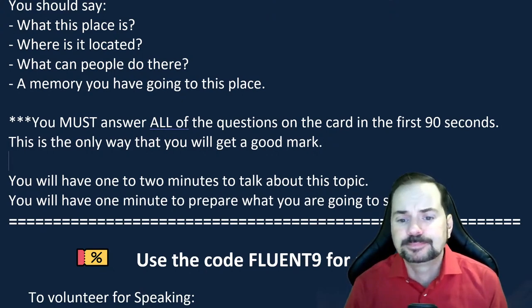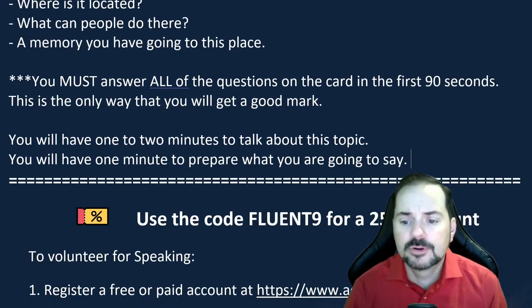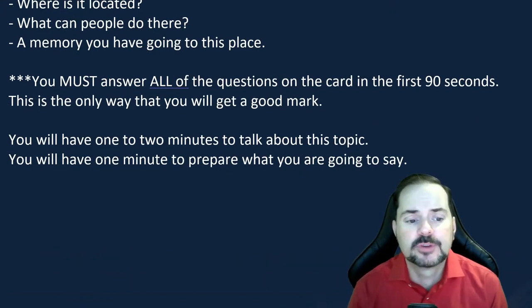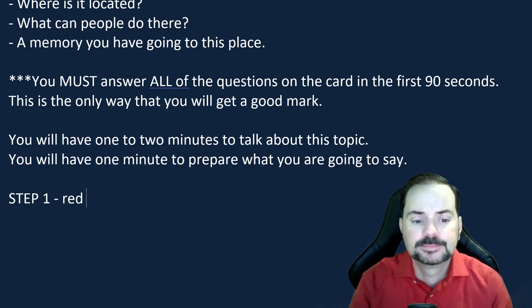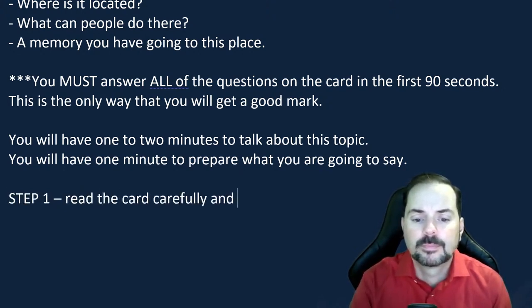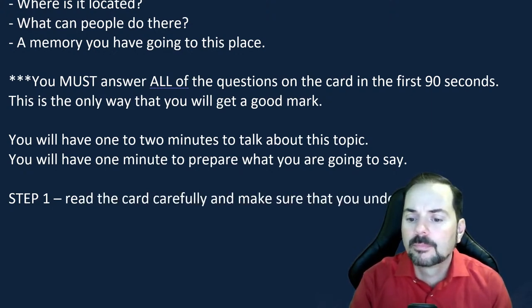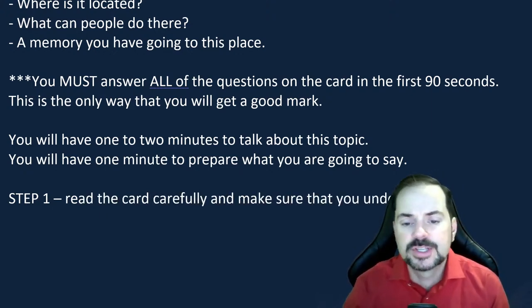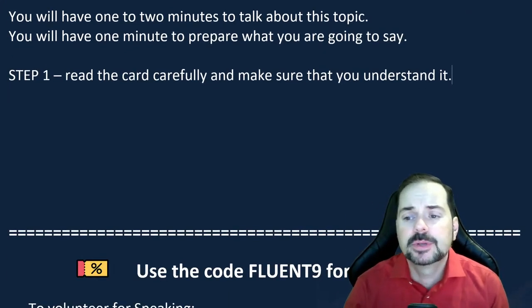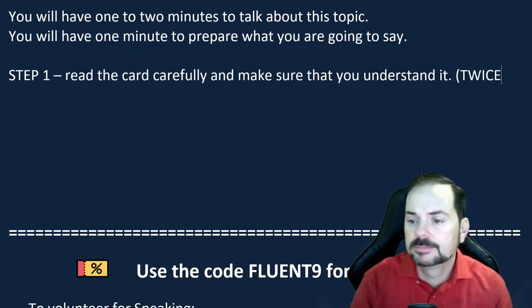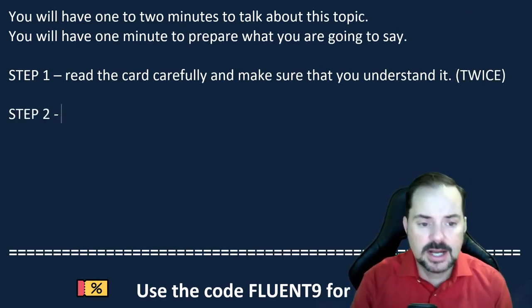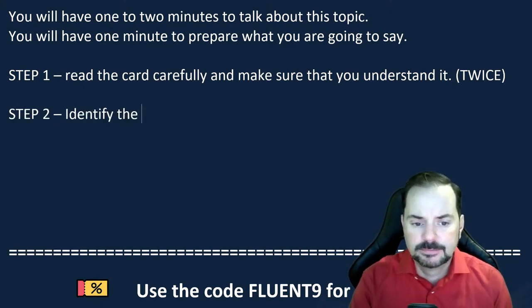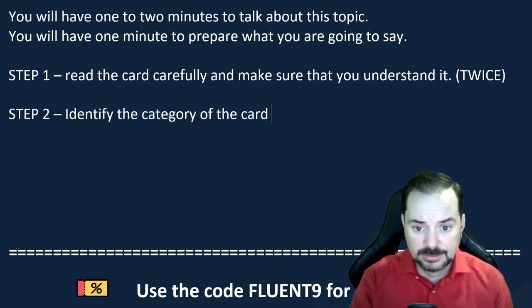So here, first step is read it carefully. Make sure that you understand it. Okay, it's a good idea to read it twice. Now, step 2 is identify the category of the card.